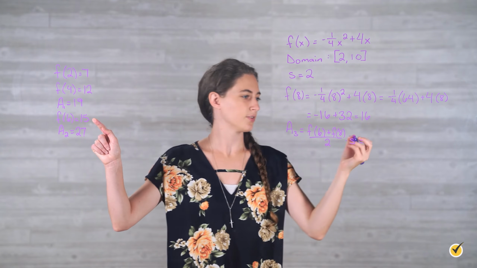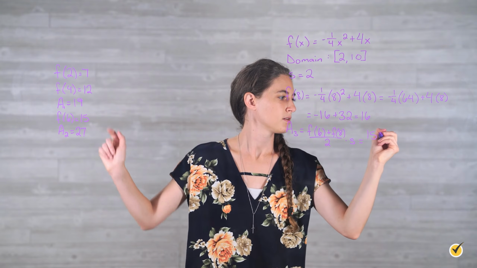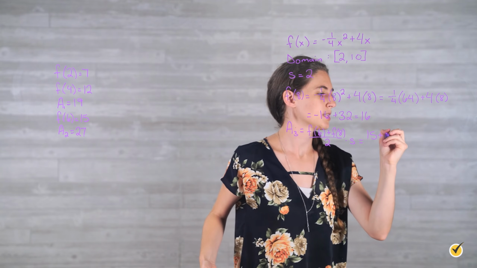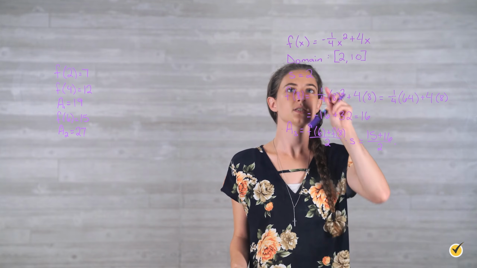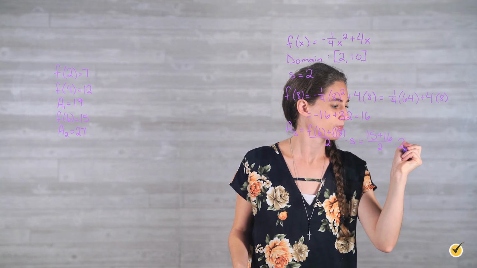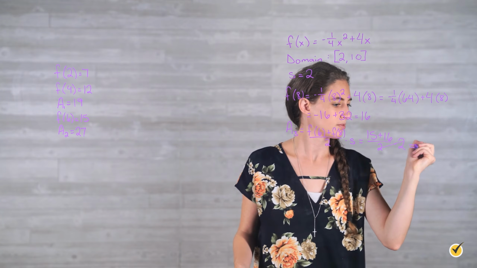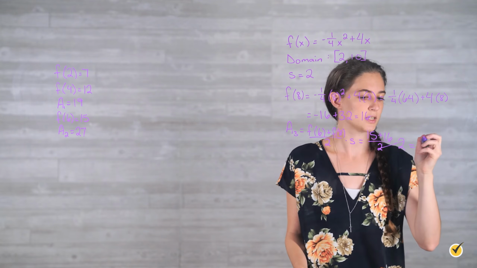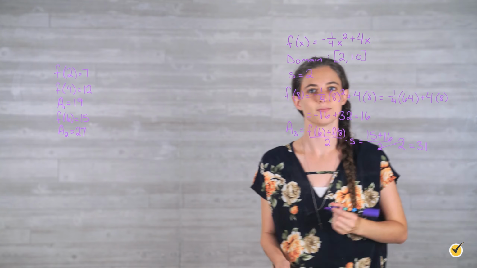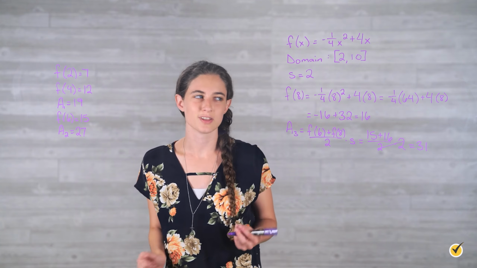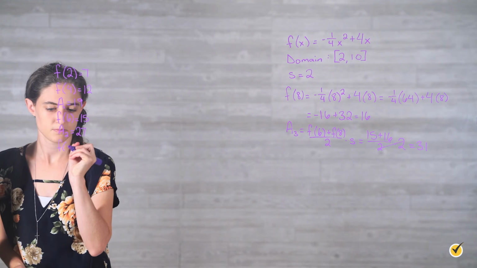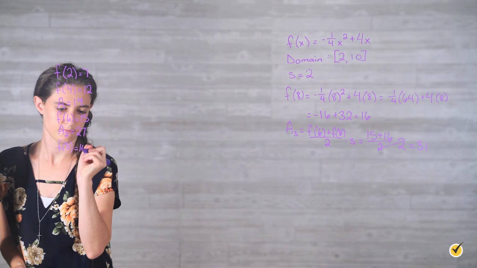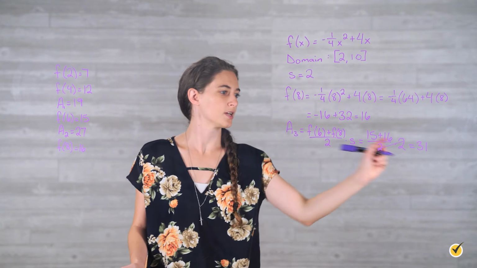f of 6 is equal to 15 plus f of 8 is equal to 16 over 2 times the step size, which equals 2. Again, our 2's will cancel out, and we're left with 15 plus 16, which is 31. Let's add these values to our list. f of 8 equals 16, and a sub 3 equals 31.